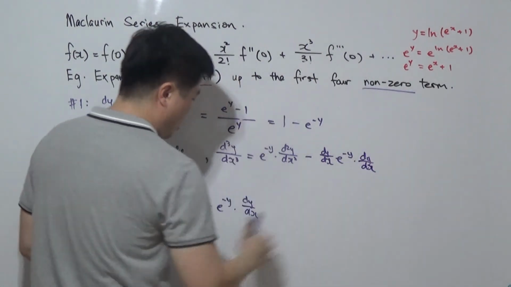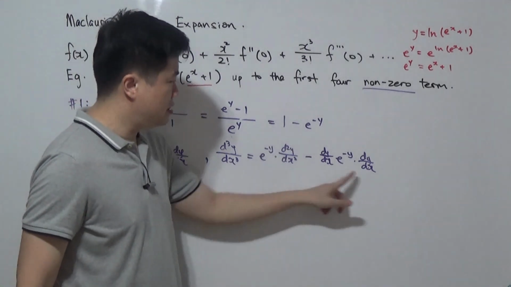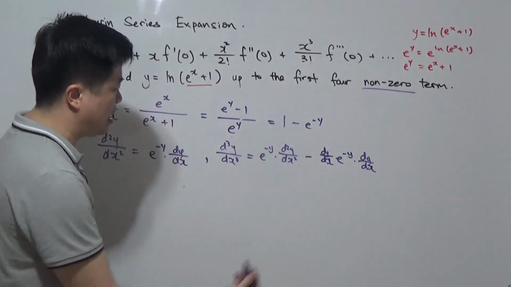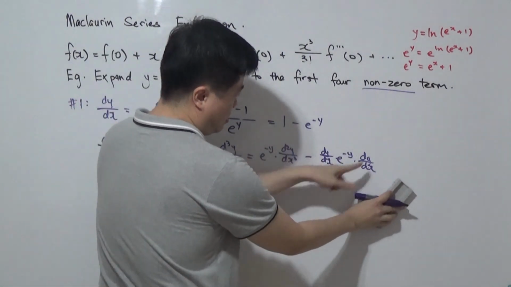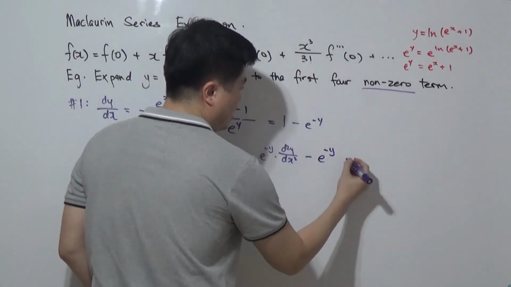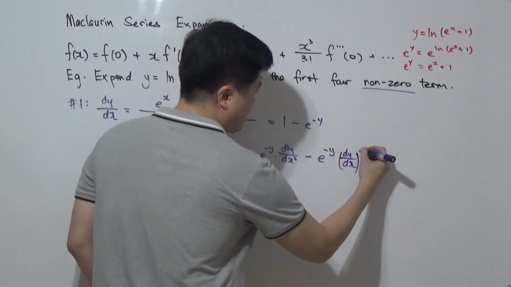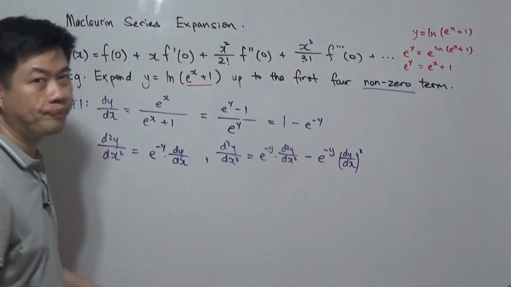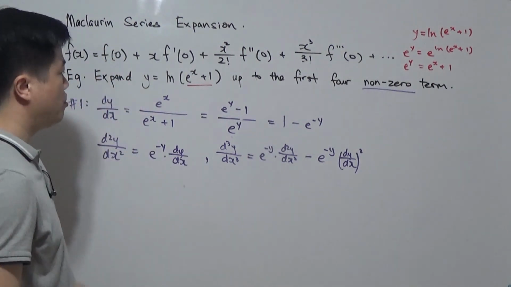Okay, so this is it. But notice that this is 2 dy dx, so we can actually combine this together. I'm going to erase this, just remember that. So we have e minus y, and then we have the dy dx. We can combine it together and give us dy dx whole thing squared. So this is it. That is how we get d3y dx cubed.